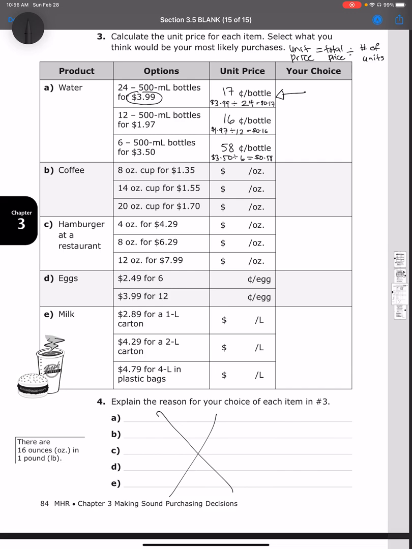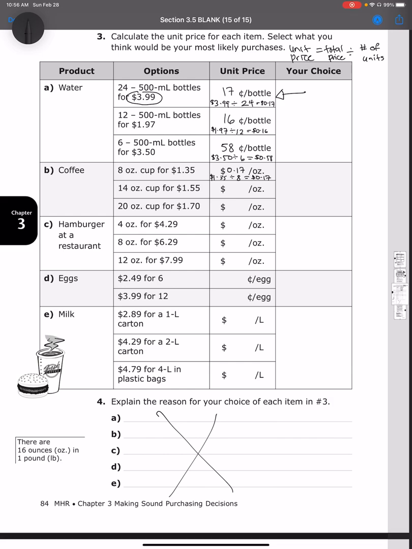So for 8 ounces of coffee per cup, it costs $1.35. So the total price is $1.35. I would divide that by the number of units. In this case, it's 8 ounces. So divide it by 8. And I get 0.17. So $0.17 or 17 cents per ounce.